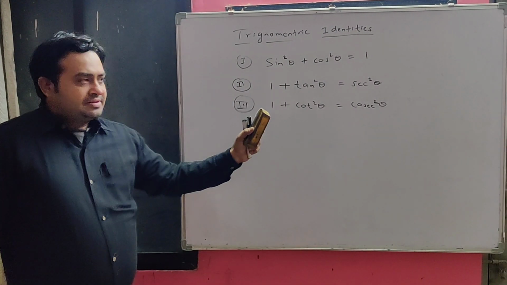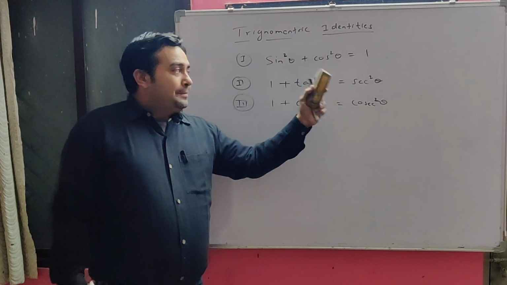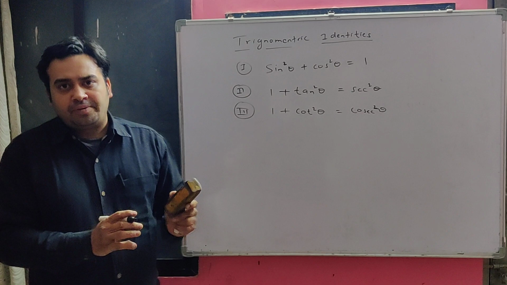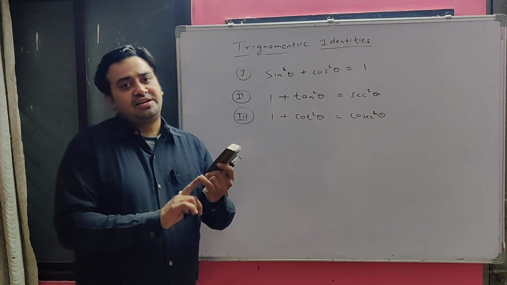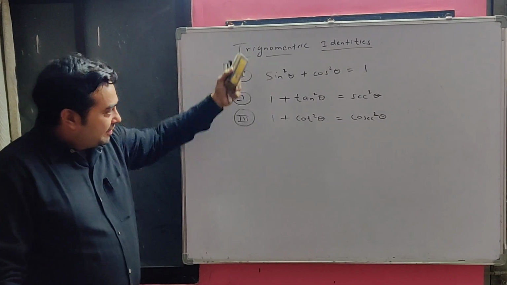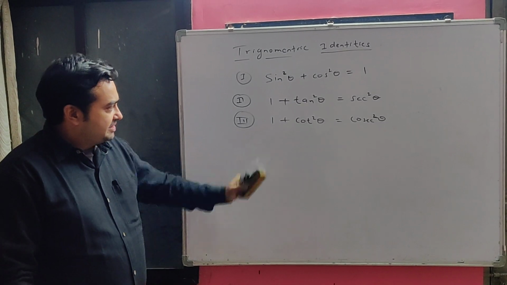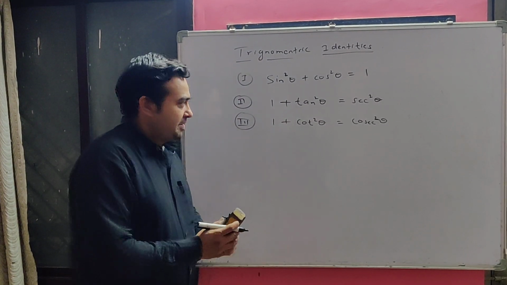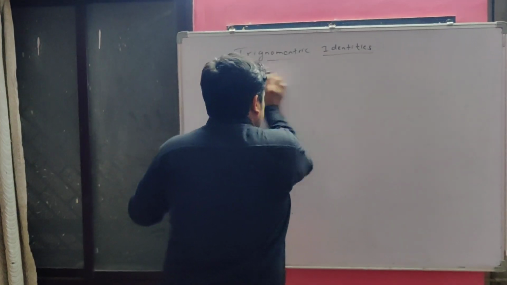These three identities are the main identities which we can use everywhere in all trigonometry of class 10, class 11 and class 12. So we need to mug up these 3 equations because they will be needed every time. So let's start with the example now, which is there in the exercise of class 10 CBSE.